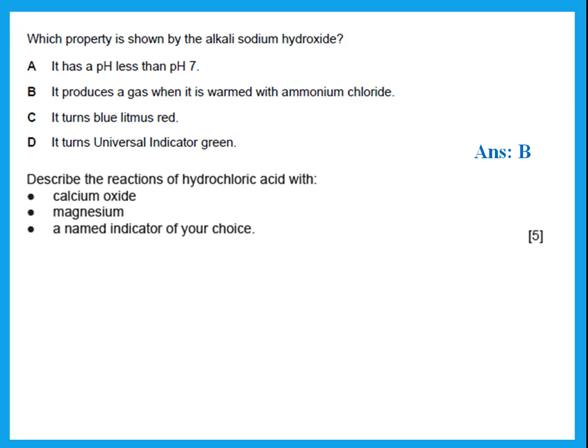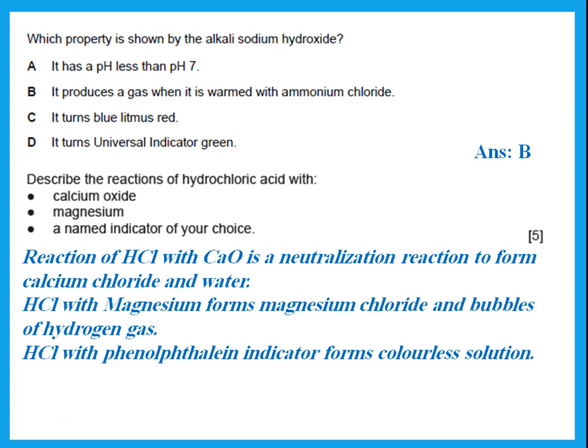Okay, so let's try this question with 5 marks. Describe the reactions of hydrochloric acid with calcium oxide, magnesium, and a named indicator of your choice. So you're supposed to explain what will happen if you react hydrochloric acid with calcium oxide, hydrochloric acid with magnesium, and if you put a certain indicator in the hydrochloric acid. The reaction of hydrochloric acid with calcium oxide is a reaction of acid with base, so this is a neutralization reaction, and this forms calcium chloride and water.